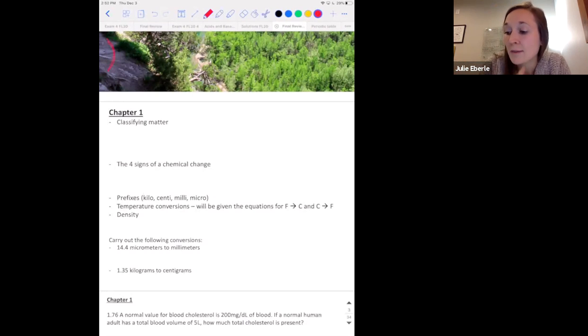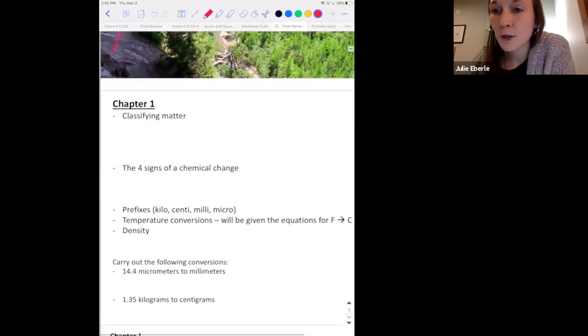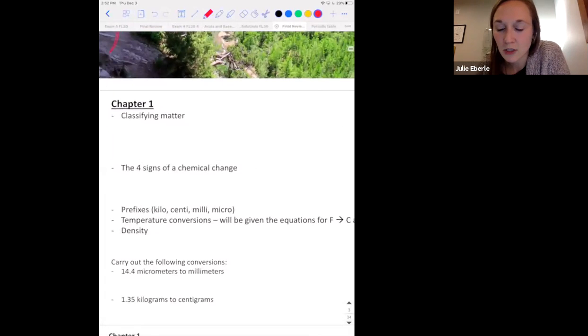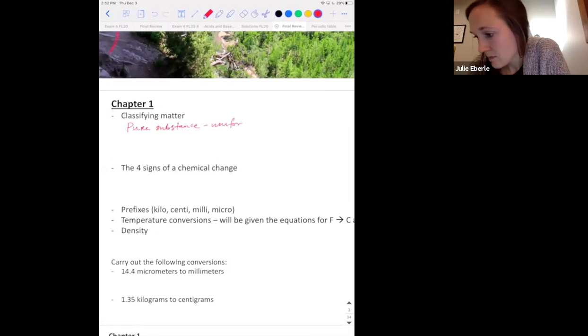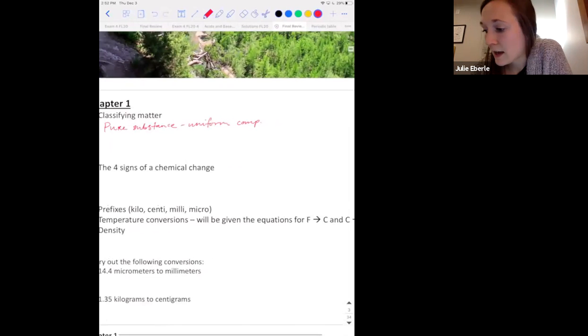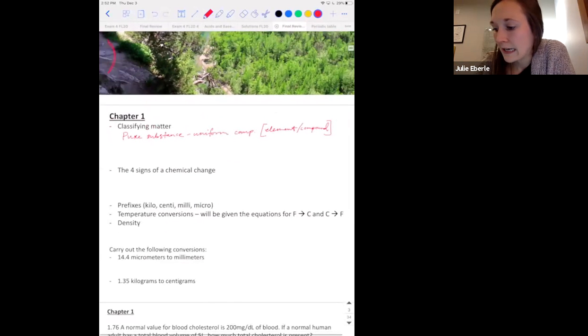All right, let's get into it. Chapter 1, we talked about how to classify matter. And what we looked at is we asked the question, does it have a uniform or a varied composition? If it had a uniform composition, then that was a pure substance. A pure substance has a uniform composition. So what is a pure substance? An example would be either an element or a compound.